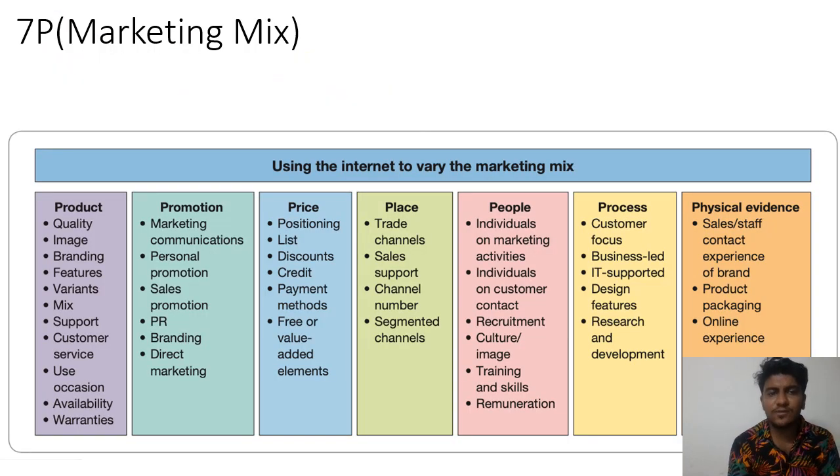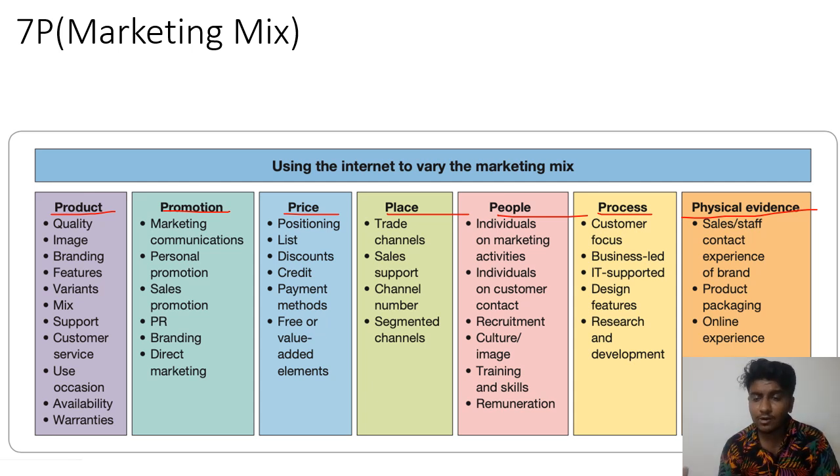So the 7 P's of the marketing mix. Marketing is an amalgamation of product, promotion, price, place, people, process, and physical evidence. Product: what is your product? What are the features? What are the characteristics? What is the availability? Is there any competition? What is the quality of that product? Promotion: what are the different ways in which you are promoting? Is it offline promotion, online promotion?